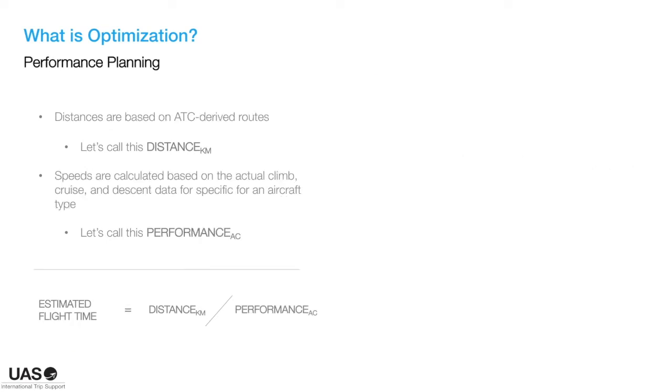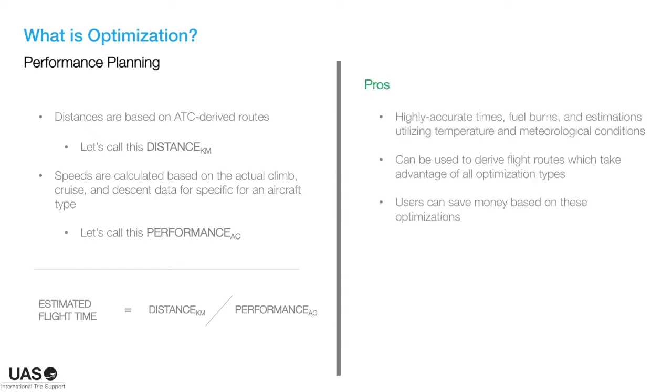Now, performance planning is a different story. Performance planning takes the OEM data for the aircraft, which is normally granular to the level of every 1,000 feet and every 5 degrees Celsius of temperature. So in performance planning, all flight plans are optimized with actual temperatures and winds. This tends to yield highly accurate flight times, fuel burns, and estimations.